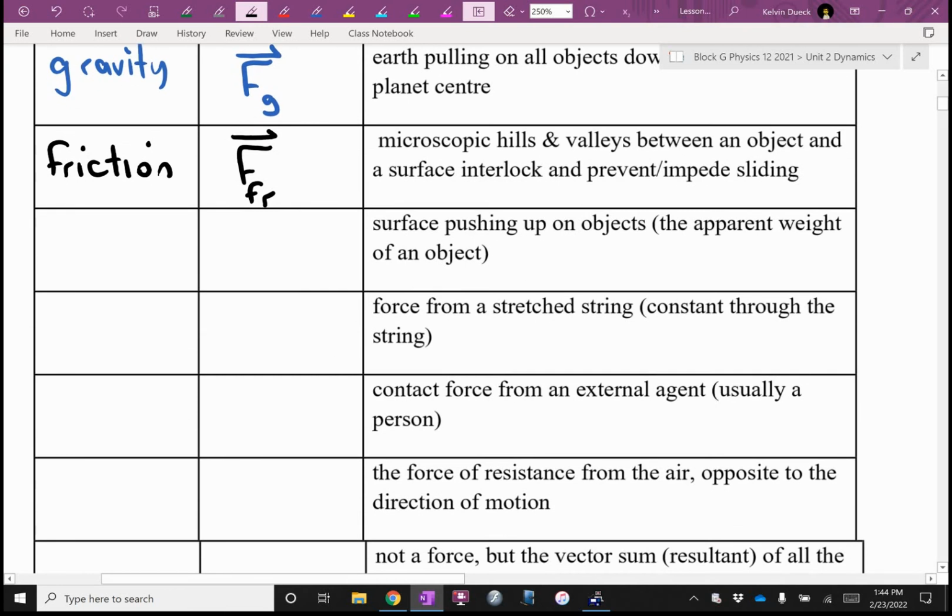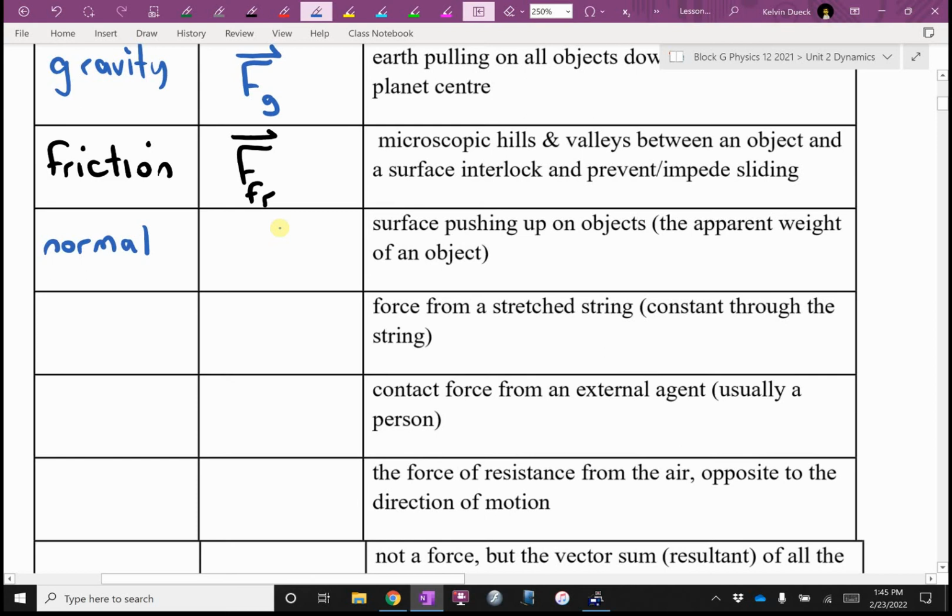Then we had this new concept or idea that we learned last year. What was the name of the force that was the surface pushing up on objects? We also called it the apparent weight, not the true weight. This was a normal force. Some textbooks, Danica, don't write this down, will use a different symbol for normal force, but that's also newtons and N. Page, I don't use that, but you might see that.